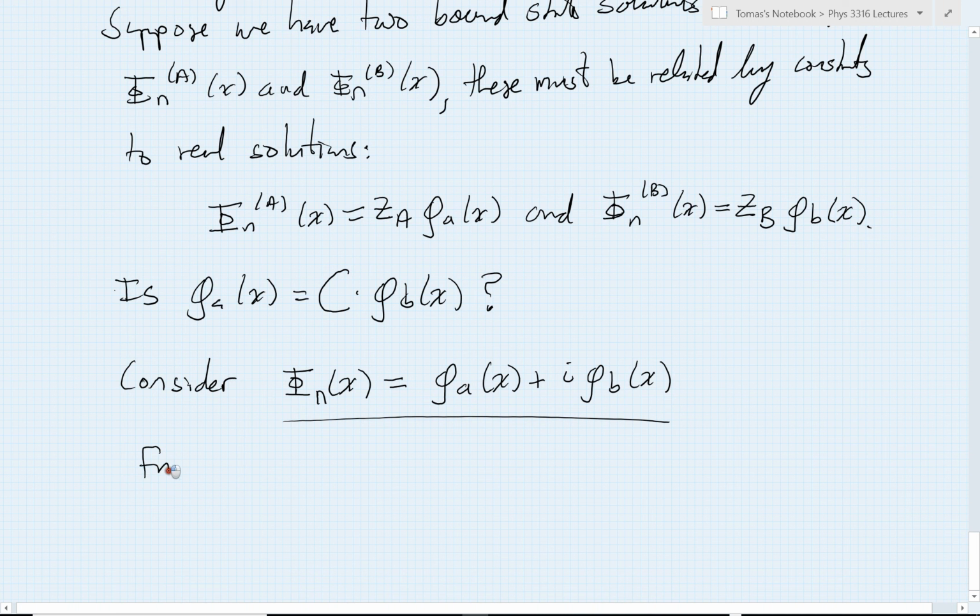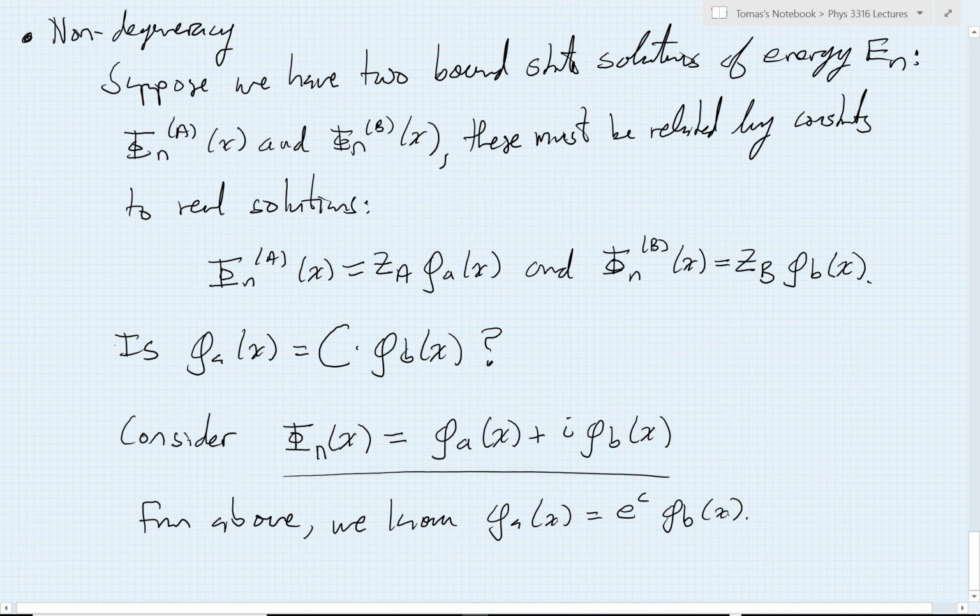Consider that. From the above, we know that, in fact, phi A of x will equal, we had called it e to the c times phi B of x, but e to the c then is just this overall normalization constant. So I've proved, just to summarize, that if I have any two real solutions to the Schrodinger equation of the same energy, that they are in fact related by a constant.